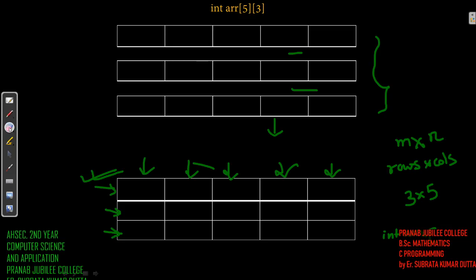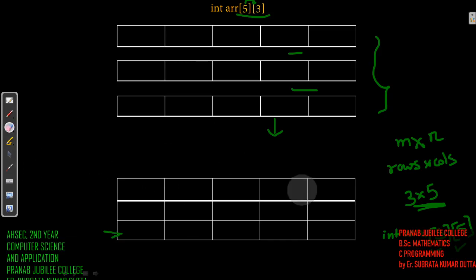If you paused the video and found the mistake, very good. If not, we'll see. The mistake is, I have written 5 and 3 here, right? But what we discussed is that the number of rows or number of arrays comes first, and after that the number of columns or number of blocks per array. So which one comes first? The number of arrays. That means this is going to be interchanged.